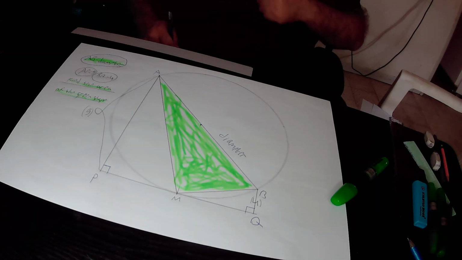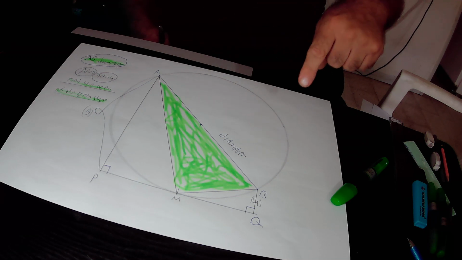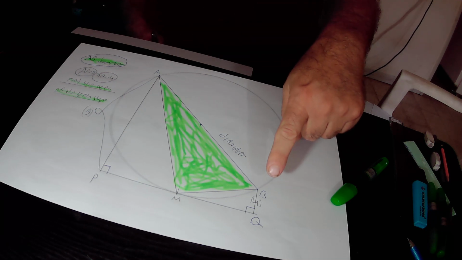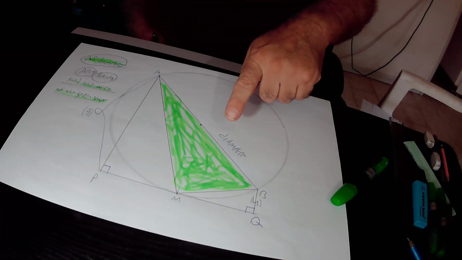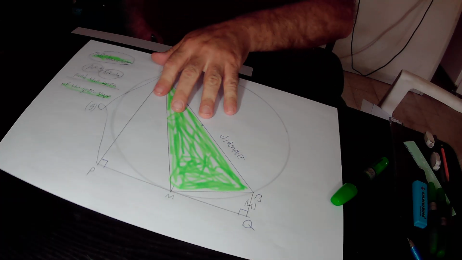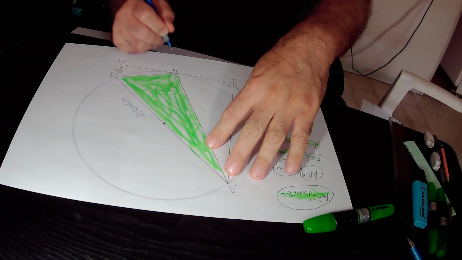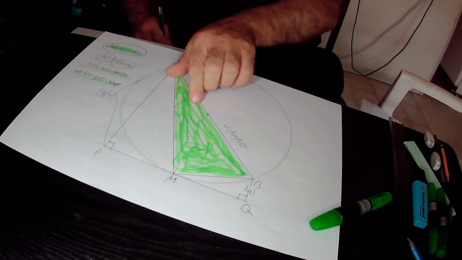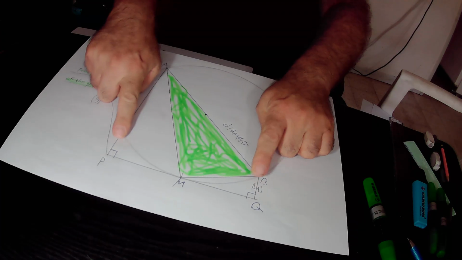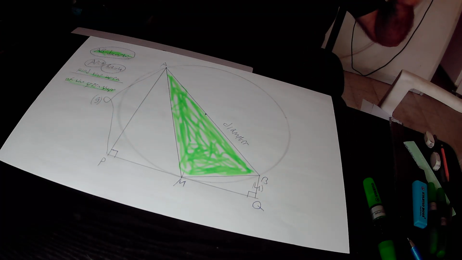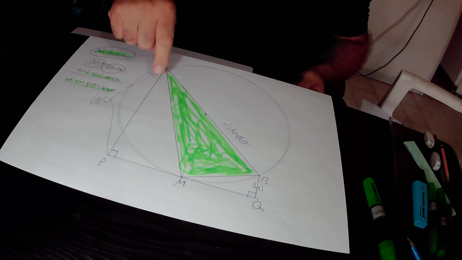In addition, we know that AP equals 9, BQ equals 4, and PQ is a tangent to this circle at point M. In addition, we know that those two angles are both right angles. Again, our task is to find out the area of the green shape, that is the green right triangle AMB.